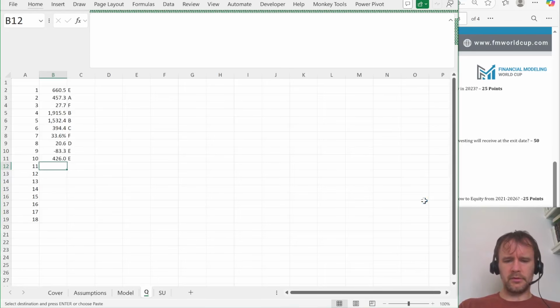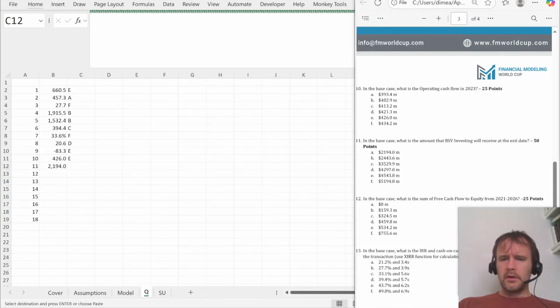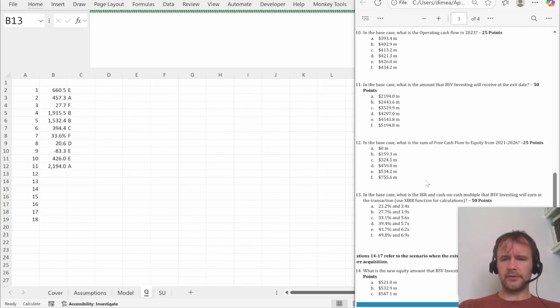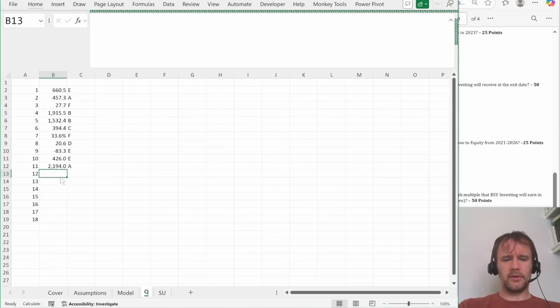2194, that is one of the answers. 294.0, which is A. Okay, question 12. In the base case, what is the sum of the free cash flow to equity? Oh, God. I always have to stop and think, what is free cash flow to equity?